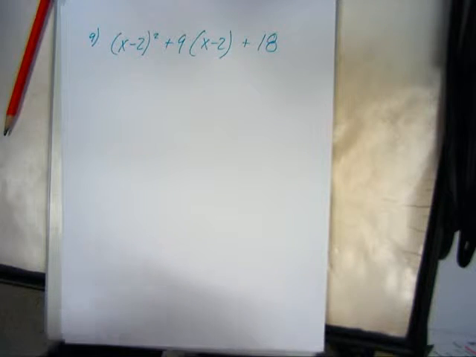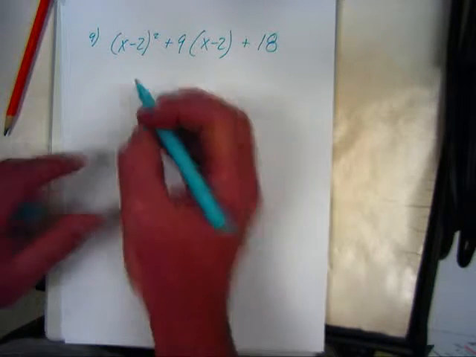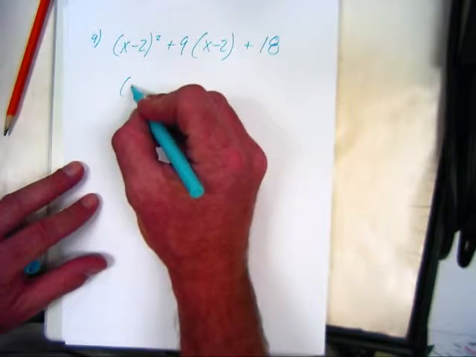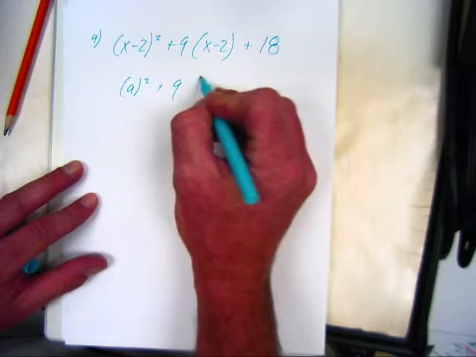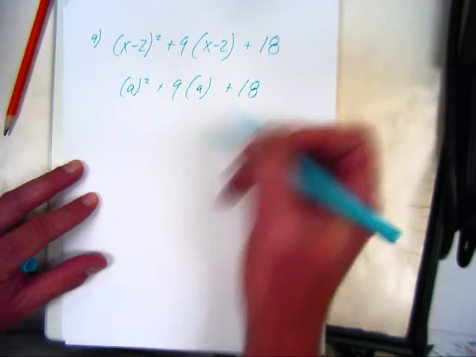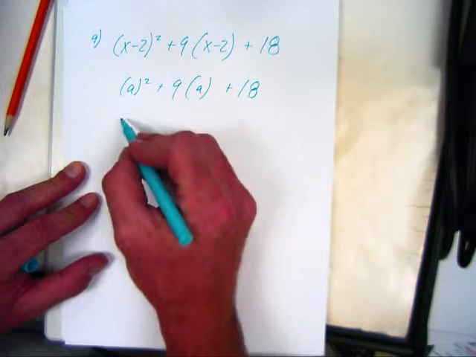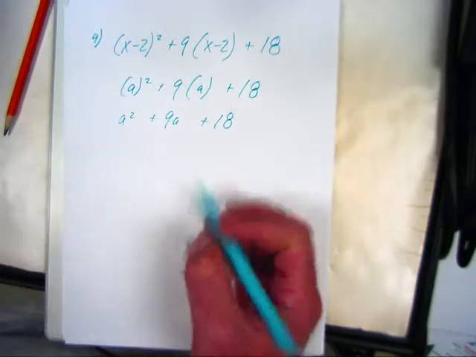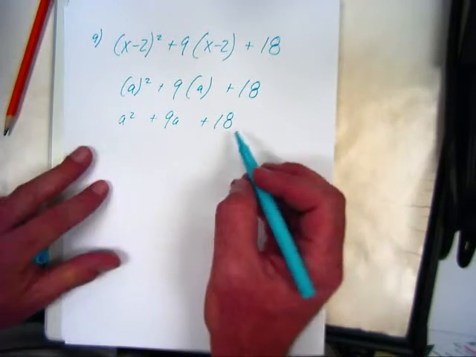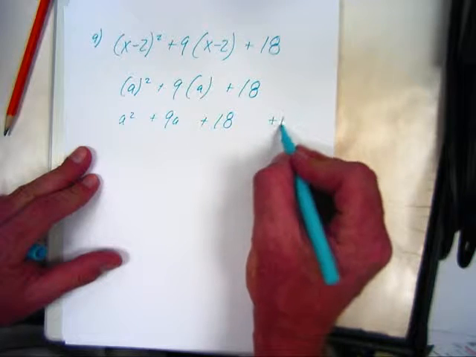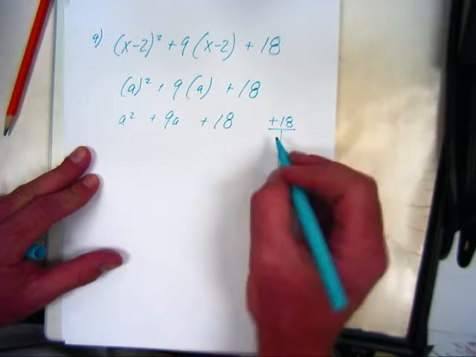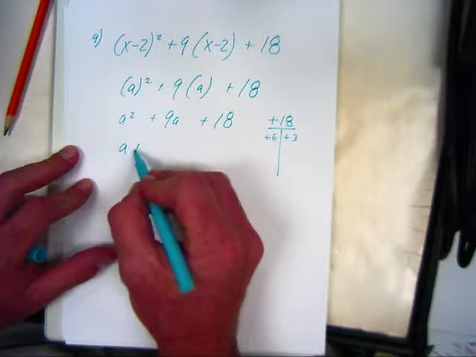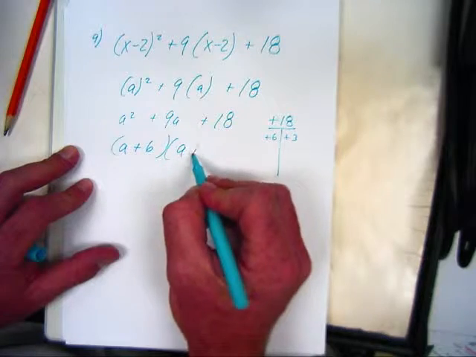Number 9 here, I'm going to show you two different ways to do it. What if we thought about this one as a squared plus 9a plus 18? I'll rewrite that just without the parentheses as a squared plus 9a plus 18. This looks like CAT certified because no coefficient here and no GCFs. So what multiply to positive 18 and add to 9 looks like positive 6 and positive 3. So I'm going to rewrite this as a plus 6, a plus 3.